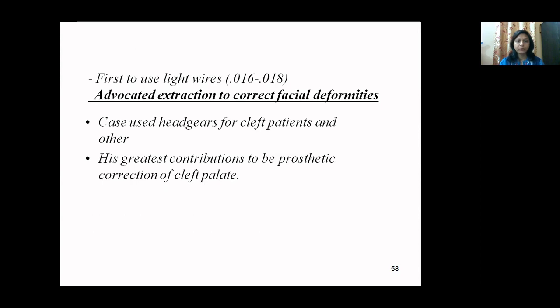He was forced to use light wires, and against Engel's philosophy, he advocated extraction to correct facial deformities. He used headgears for cleft patients and others, and his greatest contribution was to the prosthetic correction of cleft palate.